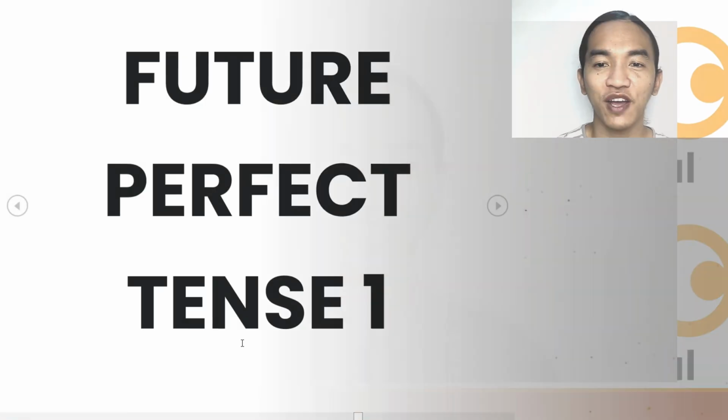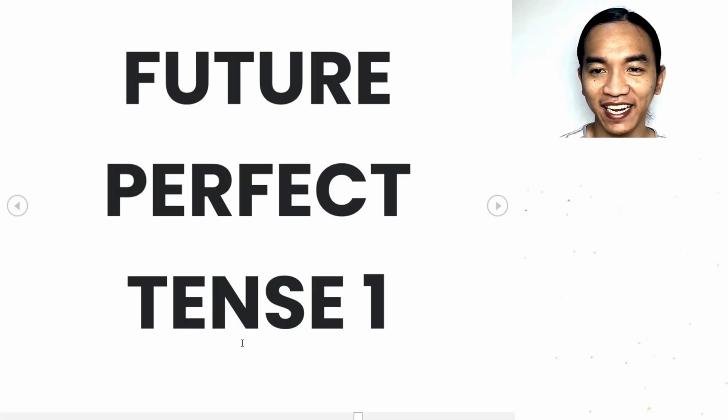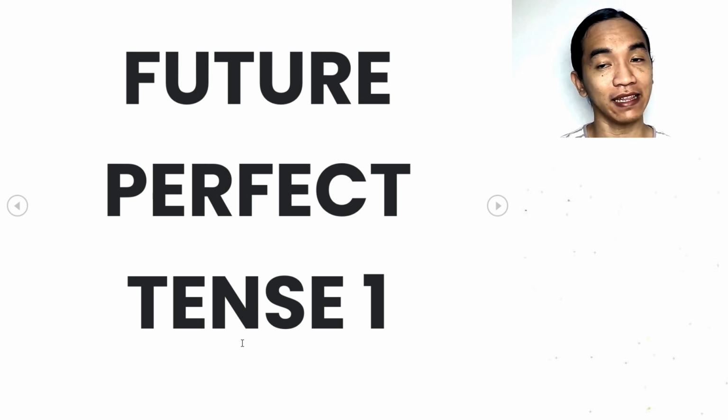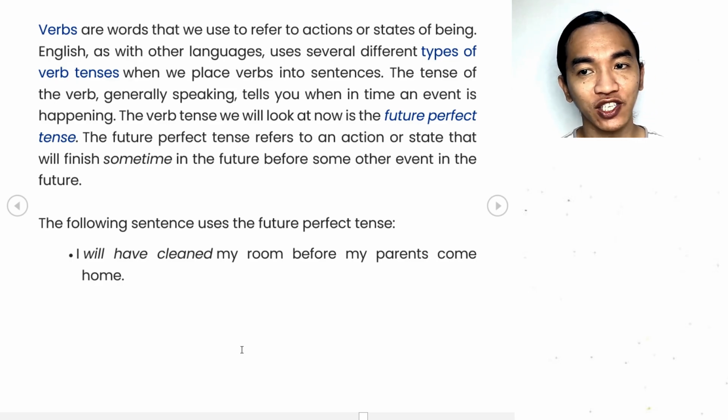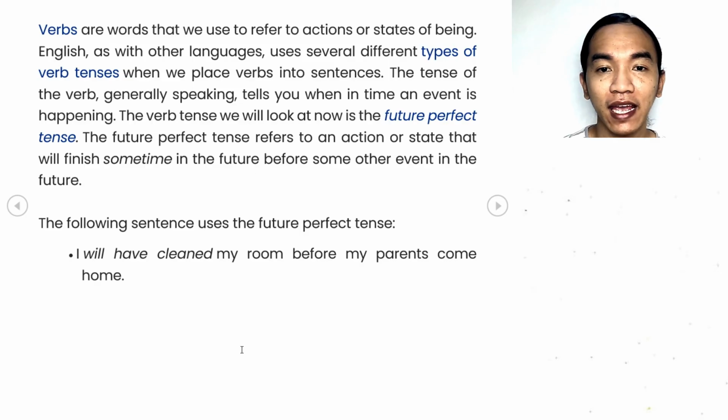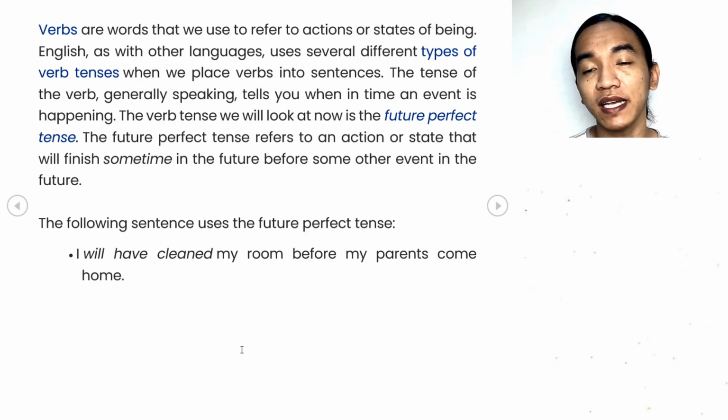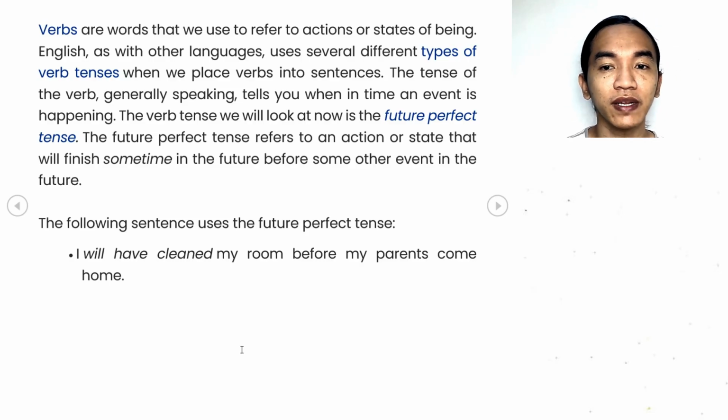Let's go. For this lesson, let's go ahead and talk about the future perfect tense. And this is the first part of this topic. All right. Now, verbs are words that we use to refer to actions or state of being. English, as with other languages, uses several different types of verb tenses when we place verbs into sentences. The tense of the verb, generally speaking, tells you when in time an event is happening. The verb tense we will look at now is the future perfect tense.